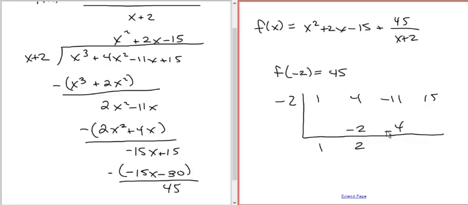Negative 11 plus negative 4 is negative 15. Negative 2 times negative 15 is positive 30. 15 plus 30 is 45. So there you go. So the answer is x squared plus 2x minus 15 plus the remainder divided by the original denominator, which is the same answer we got doing it the other way, a little faster. And again, what 45 represents is the value of the function at x equals negative 2.